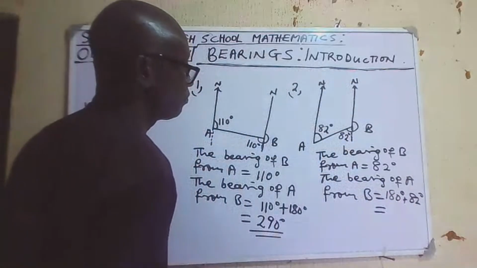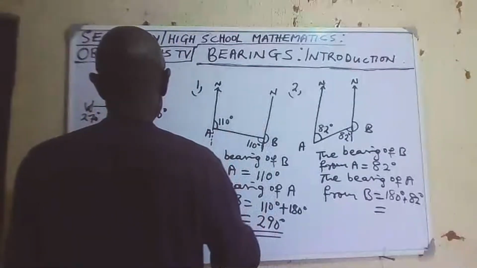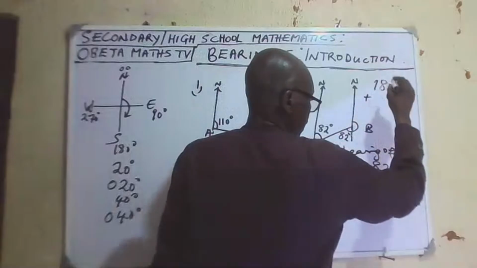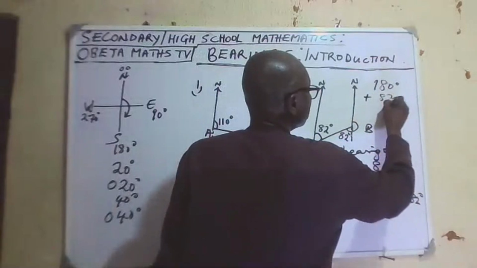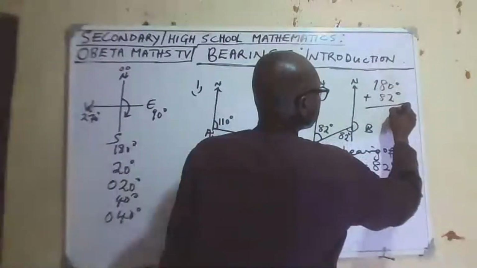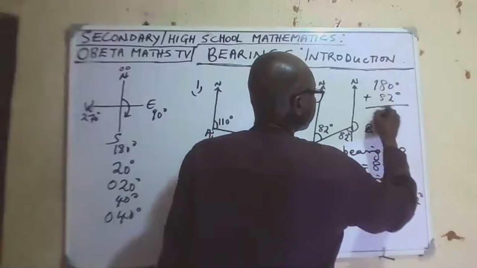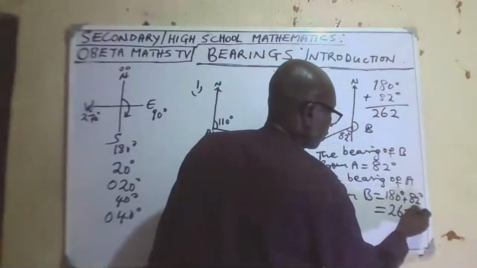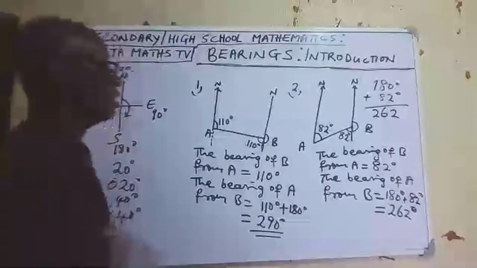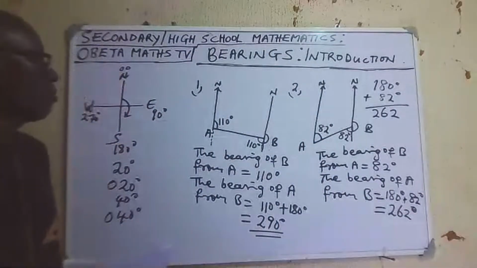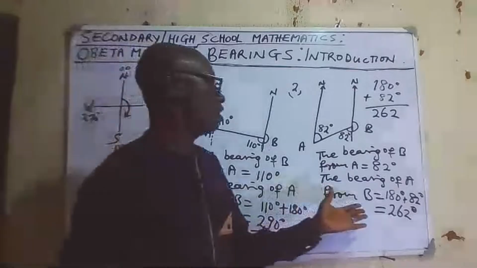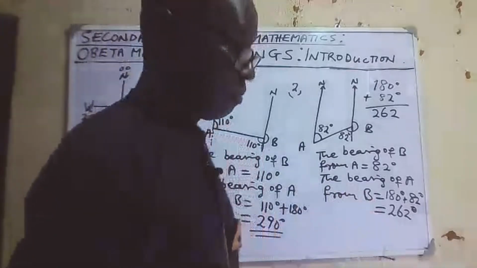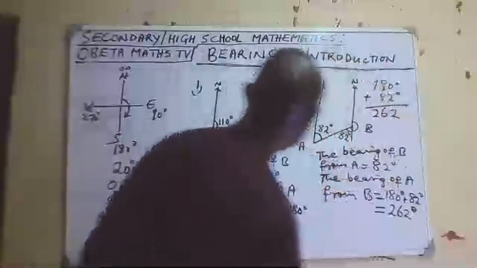If you add 180 plus 82, that will give us 262. That's 262 degrees. So we have succeeded in getting bearing of B from A as well as bearing of A from B. So we go further by picking another example.